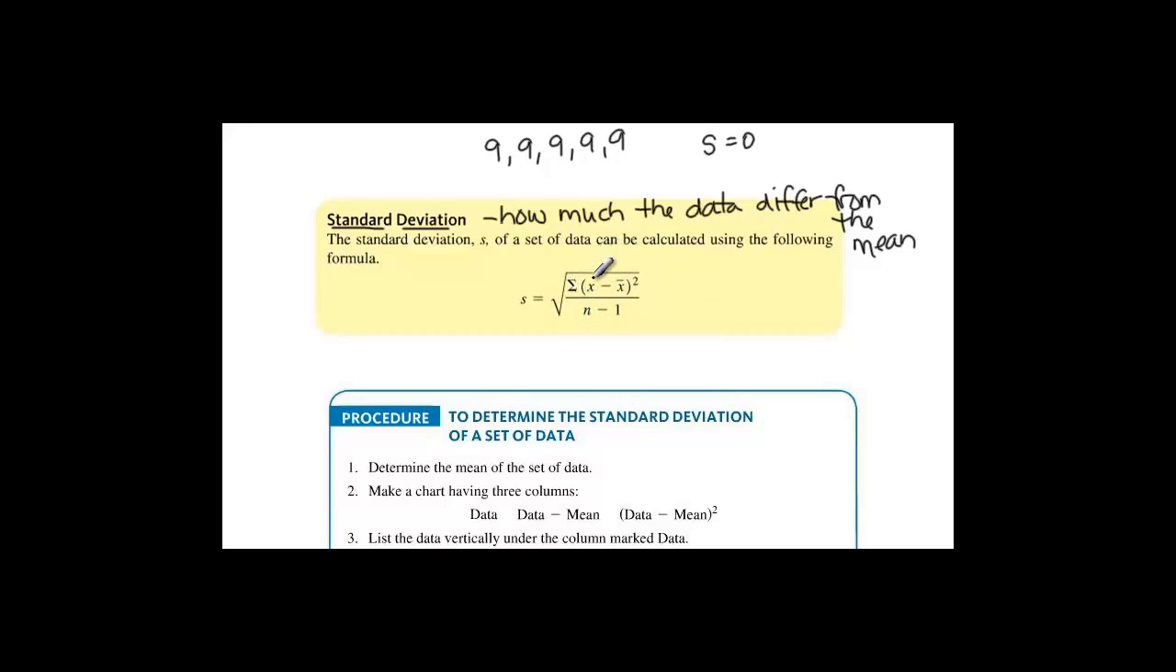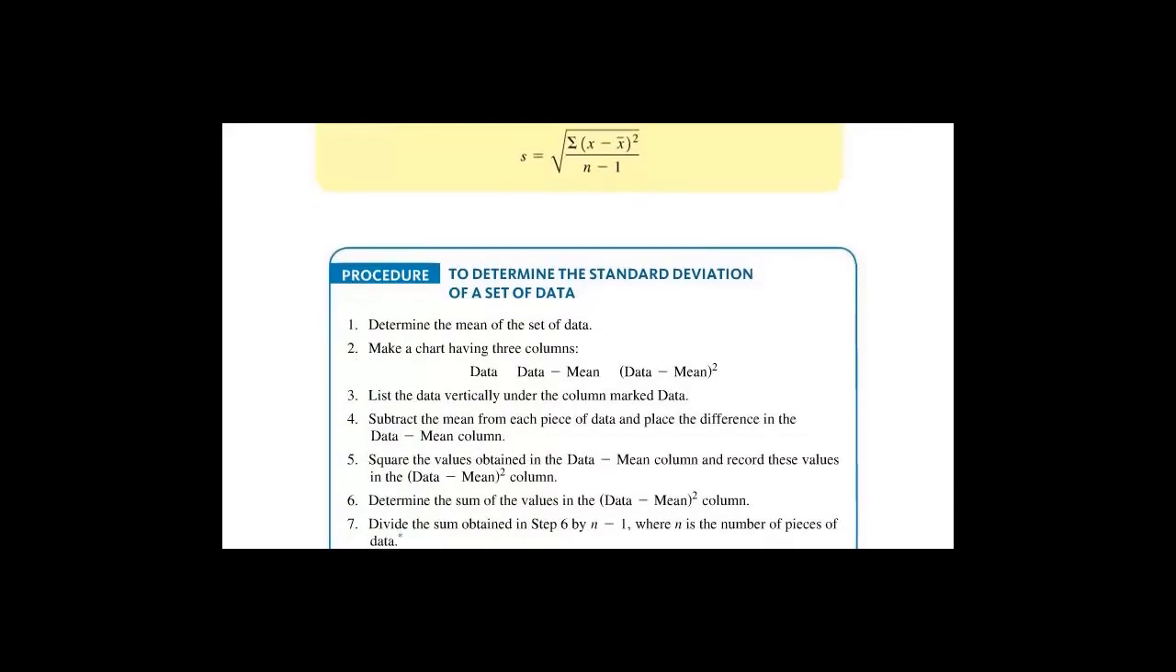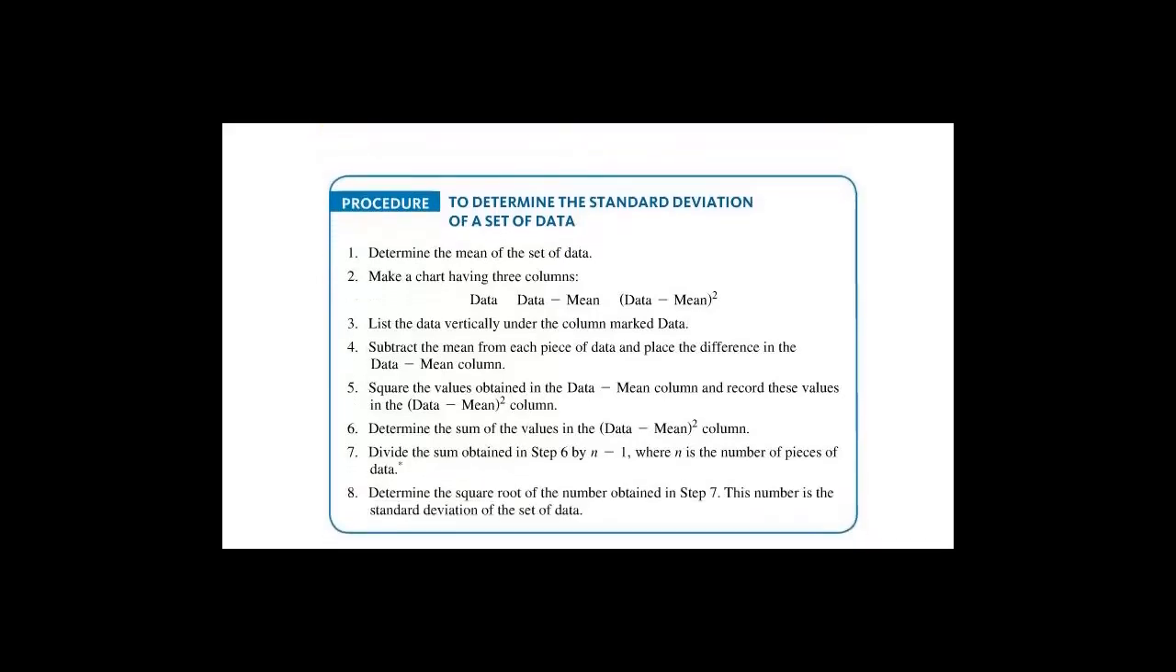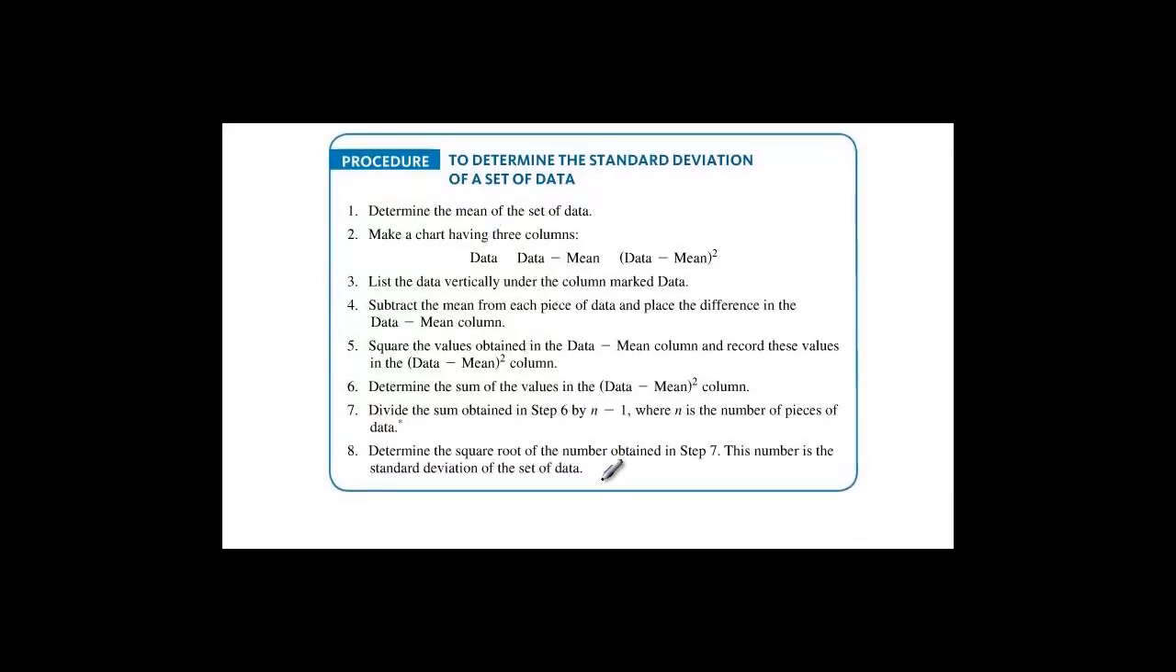The sum of each data piece minus the mean, squared, is in the numerator. We'll divide that by the number of pieces of data minus 1. To help us a little bit further with that formula, in your textbook there is also a list of steps in calculating it. We determine the mean of the set of data, then make a chart that has 3 different columns: data, data minus mean, and data minus mean squared. Once you do that, we'll be able to fill in that formula appropriately.